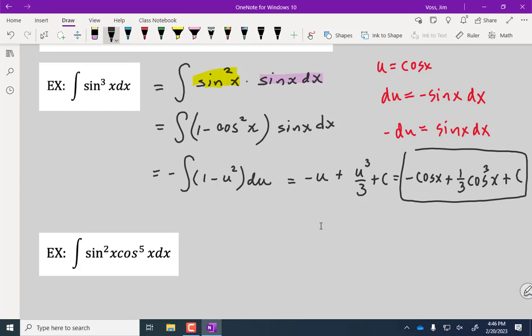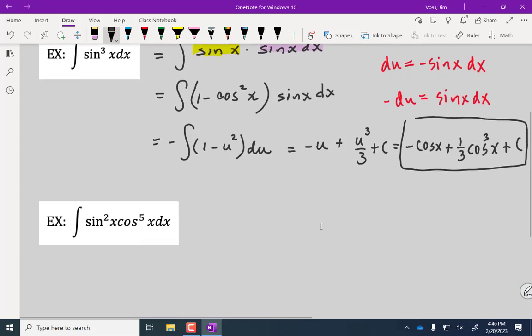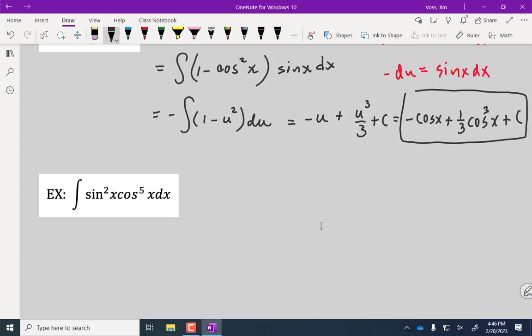Power rule still gives us... What was that? Louder. Never mind.